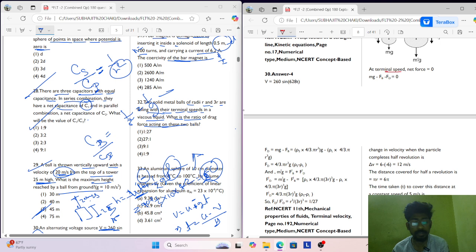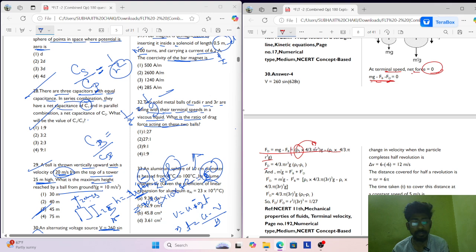Yeah, terminal speed. At terminal speed, the net force is 0. So from this free body diagram, we can see mg minus Fv minus Fd, the drag force and the force applied by the liquid. Let's put all the values here. This Fv is equal to what?